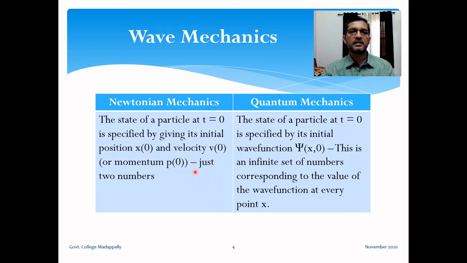So the initial state of a single particle in Newtonian mechanics is specified in terms of just two numbers, x0 and v0, whereas the initial state in a quantum mechanical system contains an infinite set of numbers. A wave function contains an infinite number of components. In that sense, a wave function is often called an infinite dimensional vector. It's a vector with infinite components, because we have to specify the value of the wave function at all x values, which is infinite.